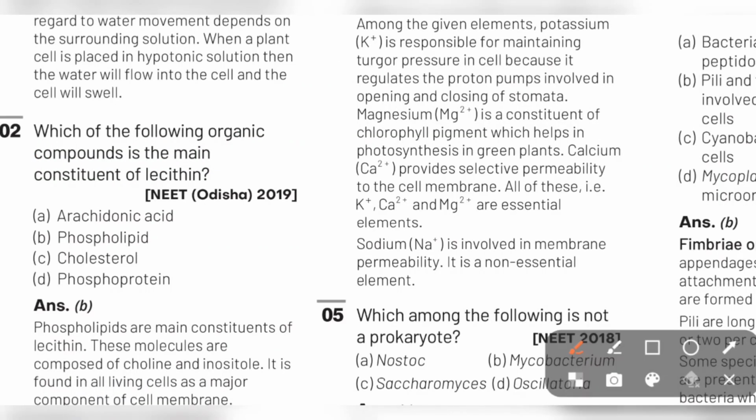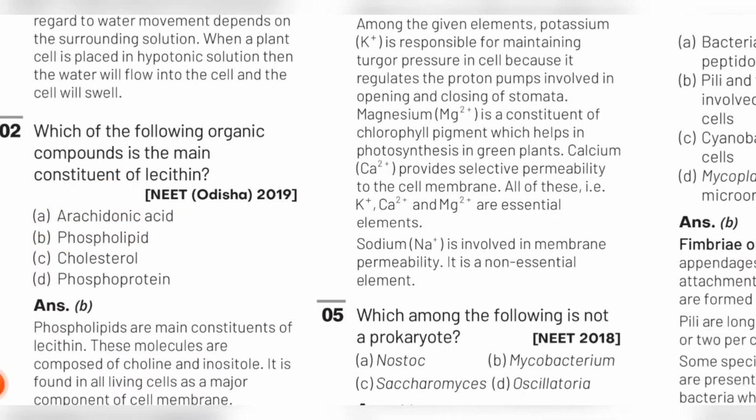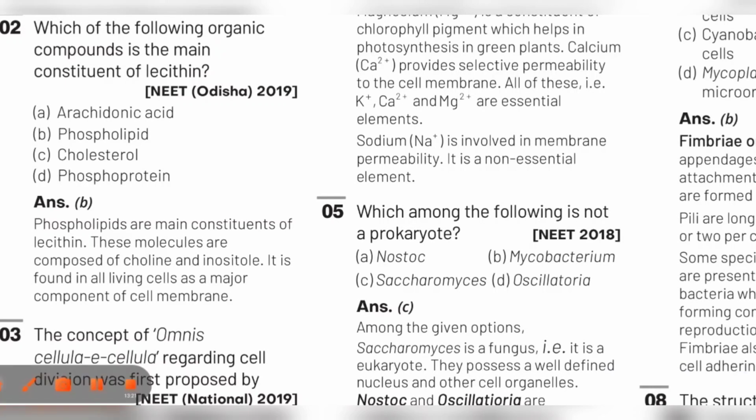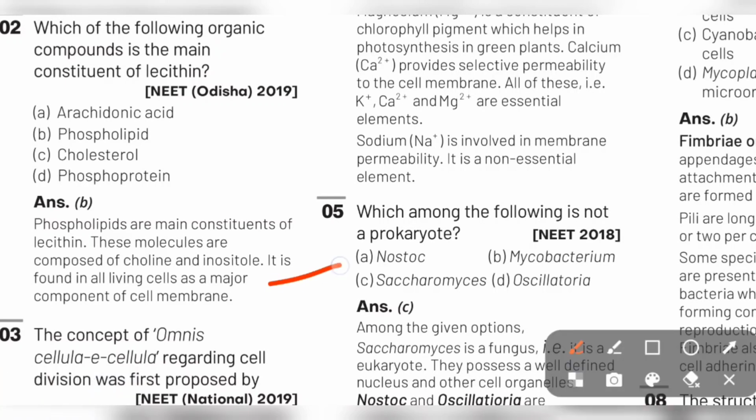Now we have another question: which of the following organic components is the main constituent of lecithin? And the options we have: arachidonic acid, phospholipid, cholesterol and phosphoproteins. And this is your correct option, that is the phospholipid. The explanation: phospholipids are the main constituents of lecithin. These molecules are composed of choline and inositol, we can say it like this. It is found in all living cells and is a major component of the cell membrane.